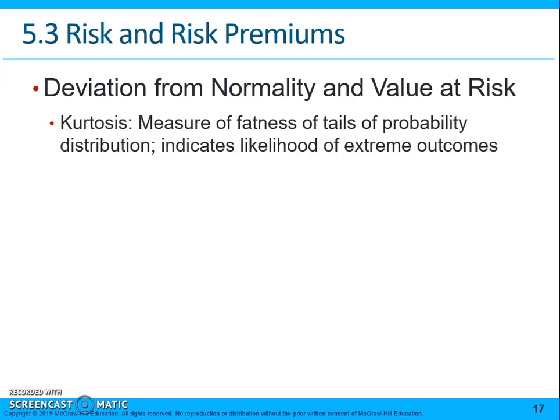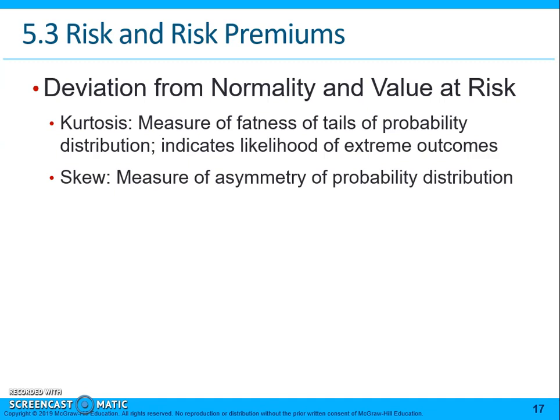Deviation from normality and value at risk. Kurtosis is a measure of the fatness of tails of a probability distribution. This is what I was talking about. It indicates a possibility of extreme outcomes. Skew is a measure of asymmetry of a probability distribution. So a skew of 1 or negative 1 would mean returns are concentrated to one side of the distribution. They're not symmetrical.